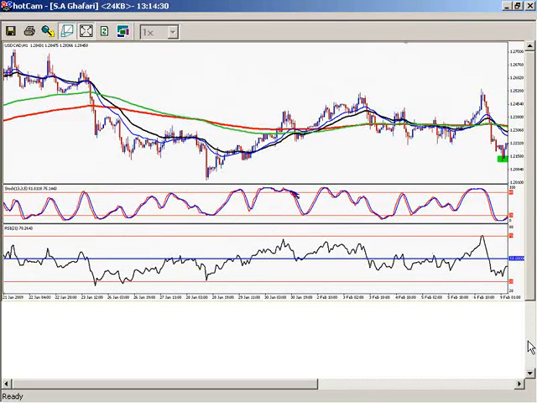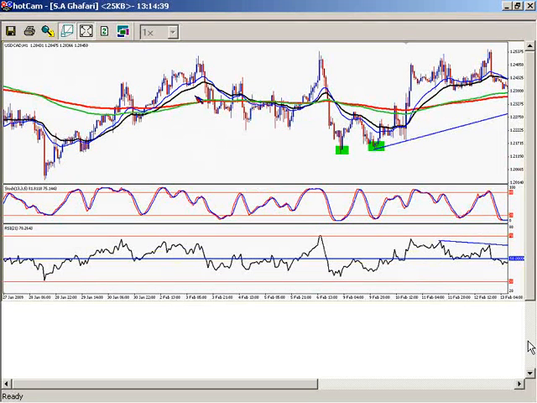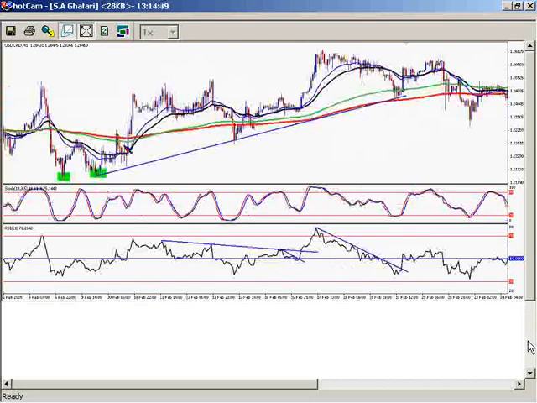Let me see what we have here. Okay. The first technique I'm going to talk about is a very simple trend line that everybody knows how to draw. We have here a simple trend line.